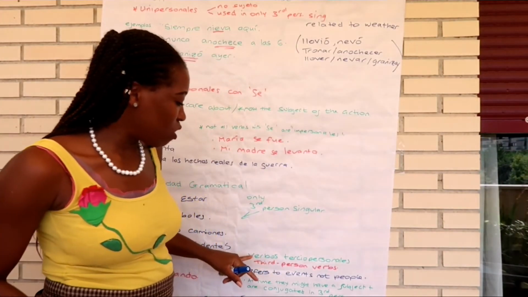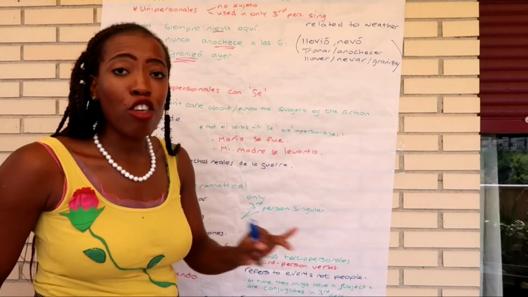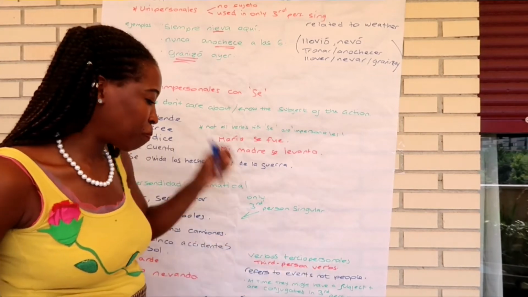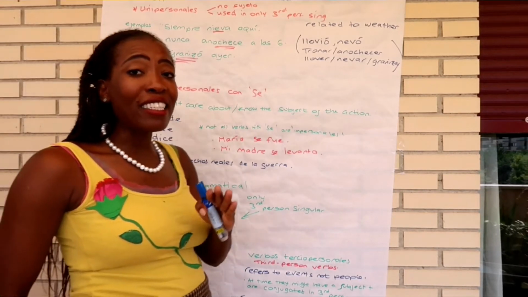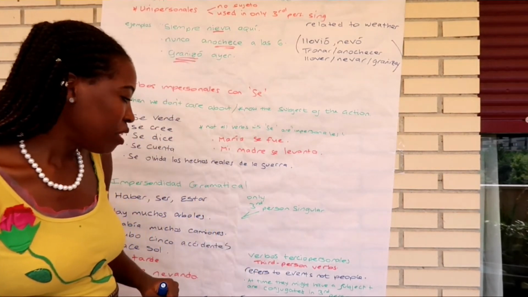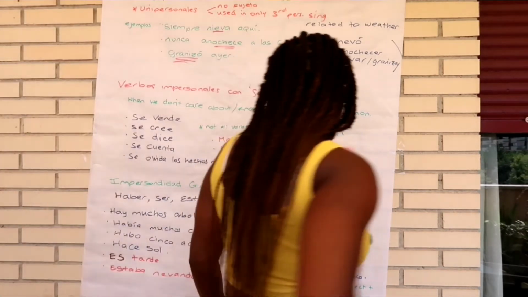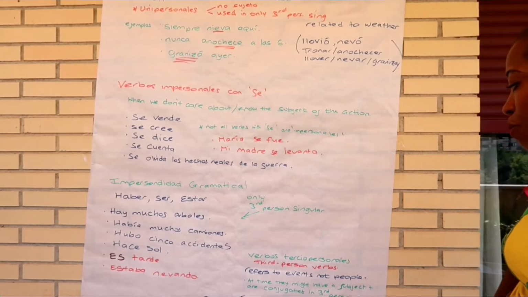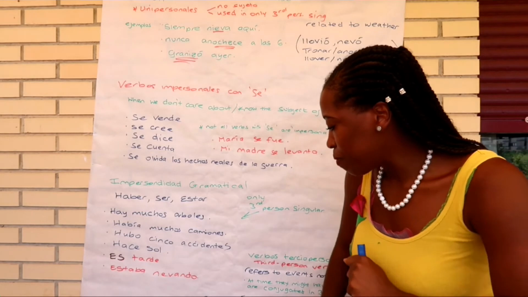This is one I came across, and I thought I'd put this on the list. Verbos terciopersonales. Terciopersonales translates to third person verbs. So, it always refers to events and not people. Okay, at times it might have a subject and it's conjugated in third person singular or plural. So, I'll give you examples.